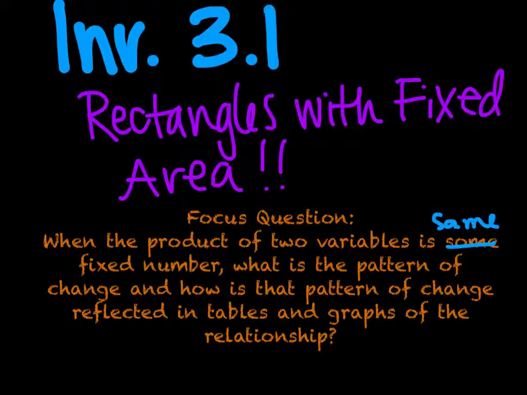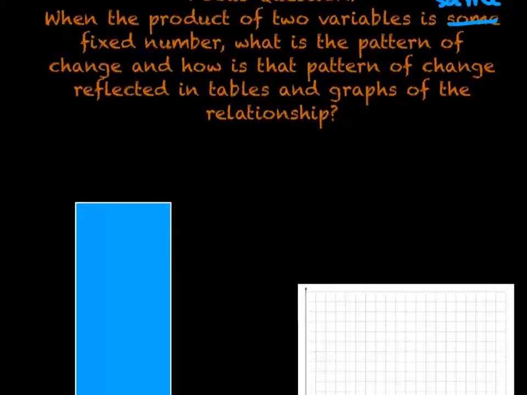So essentially we are going to be looking at if we have a rectangle that is, say, 36 square inches, so let's actually make this rectangle. We'll say this has an area of 36 inches squared. How do the length and the width of that rectangle change in accordance with that fixed area? So we're going to be making a table, and then we're also going to look at the graph of that table.